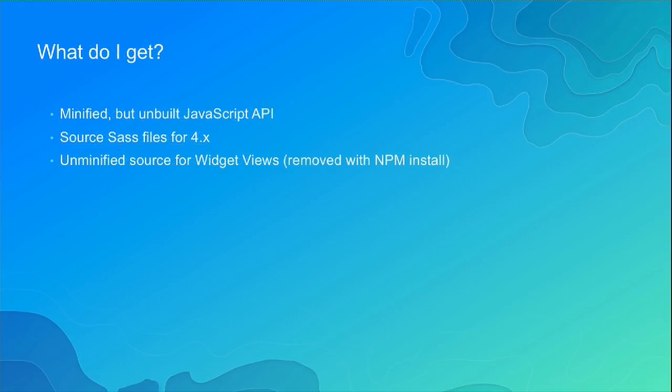So what do you get? You get the minified version of the JavaScript API. You get the source SASS files for the 4X API. And we do have instructions in the repo on how you can compile the SASS files separately from the API. So if you have an app and you just want a different theme, maybe a custom theme to go with your organization, you can do that. Take the output CSS files and just put them into your own project, and you're good to go. That's a really neat way to do it.